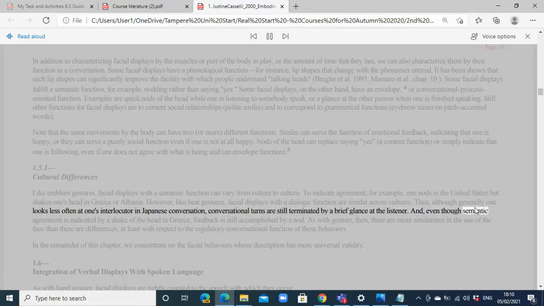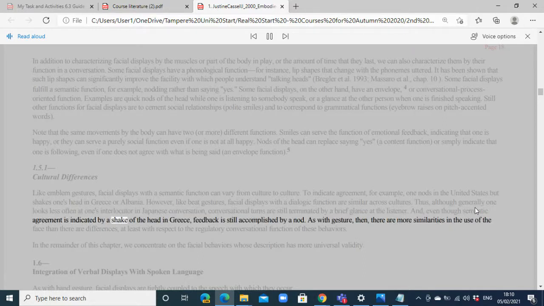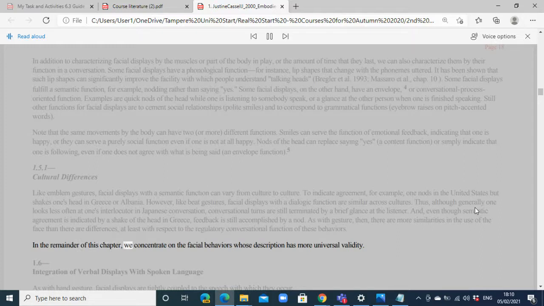And even though semantic agreement is indicated by a shake of the head in Greece, feedback is still accomplished by a nod. As with gesture, then, there are more similarities in the use of the face than there are differences, at least with respect to the regulatory conversational function of these behaviors. In the remainder of this chapter, we concentrate on the facial behaviors whose description has more universal validity.